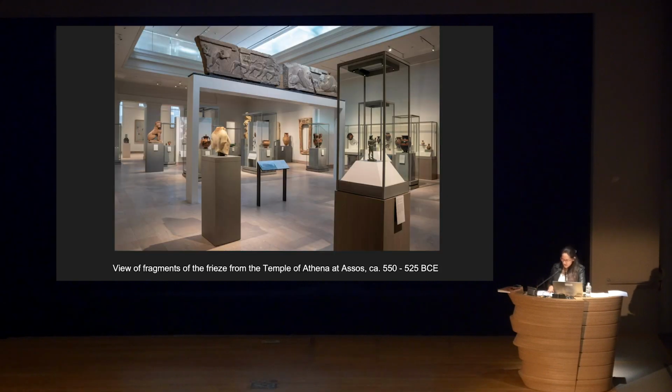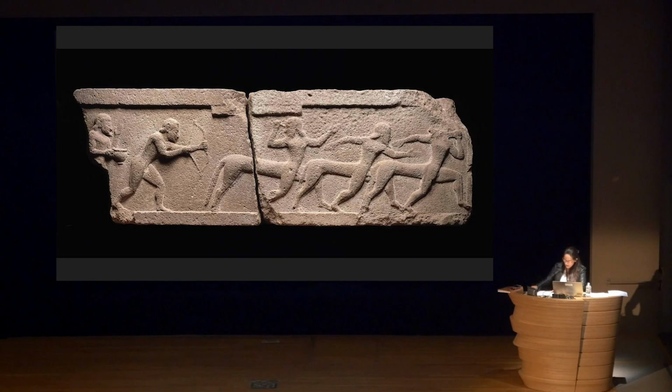The literal centerpiece of the gallery are the relief sculptures from the 6th century temple of Athena at Assos, which you see positioned overhead on a freestanding post and lintel support. They feature two groups. On the left, Heracles as an archer chasing away a group of centaurs. Here's a detail of that.